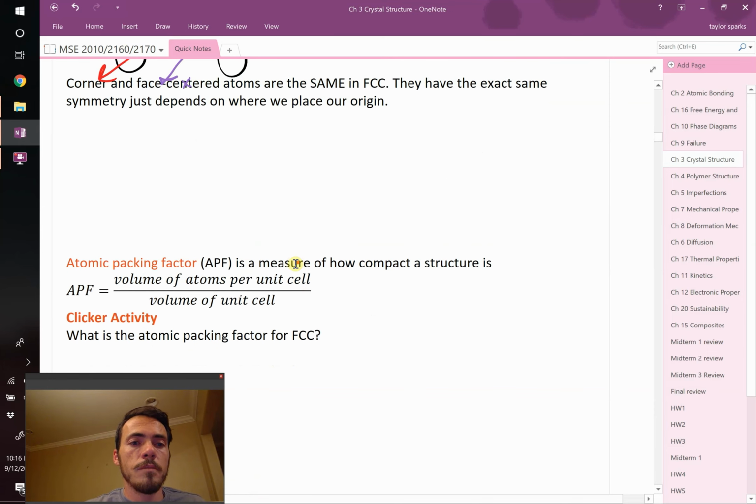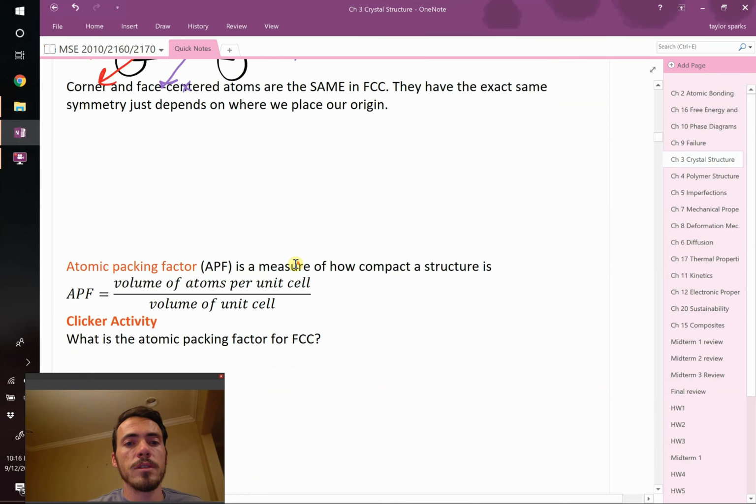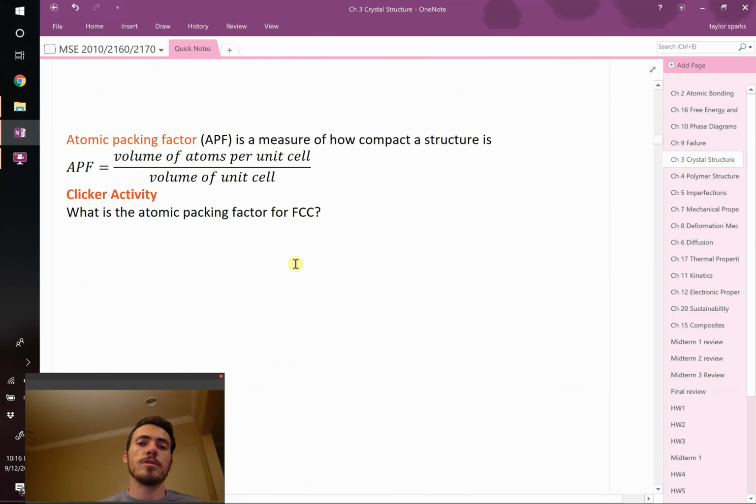There's something called the atomic packing factor. The atomic packing factor is really just a measure of how compact the lattice is. Different crystal structures jam the atoms in there more than others. For example, remember our iron wire demo? At low temperatures, it was a less compact structure because at high temperatures, all of a sudden that same crystal structure shrunk together, so the atoms must have compacted.